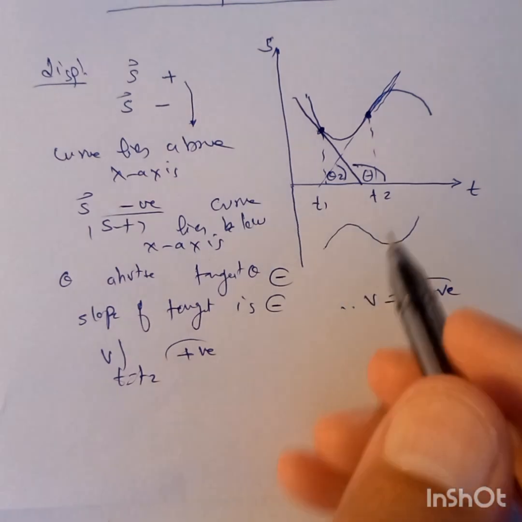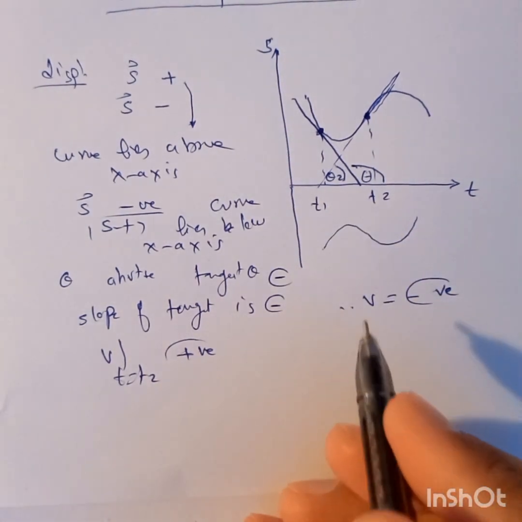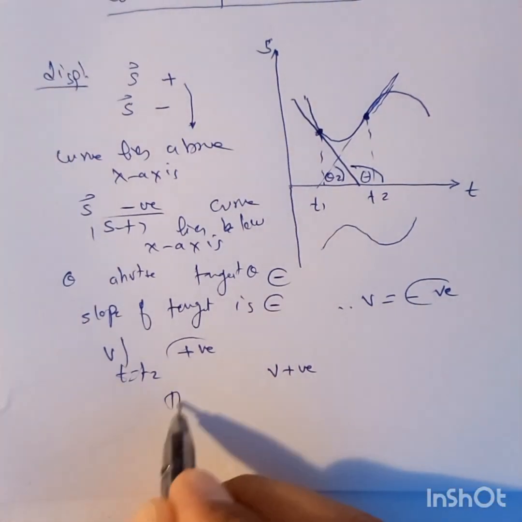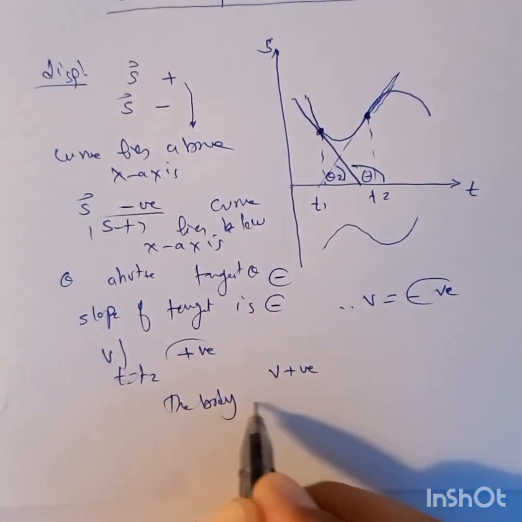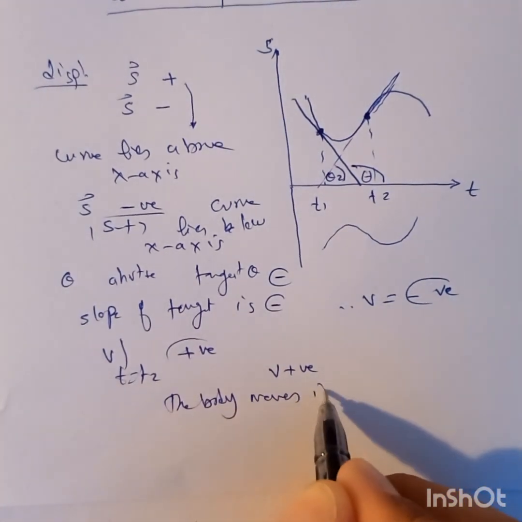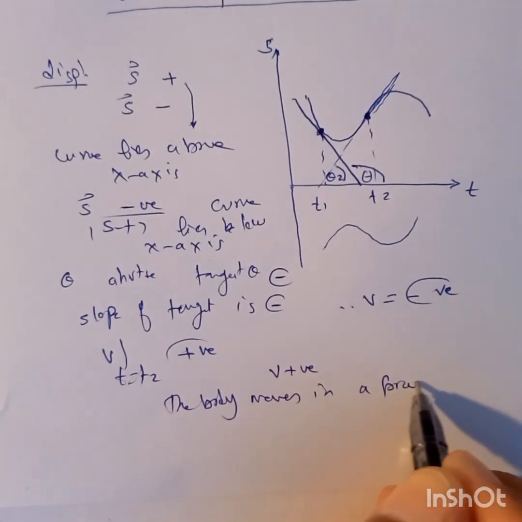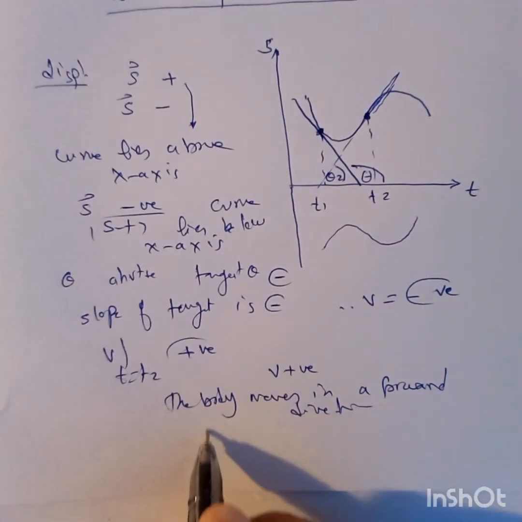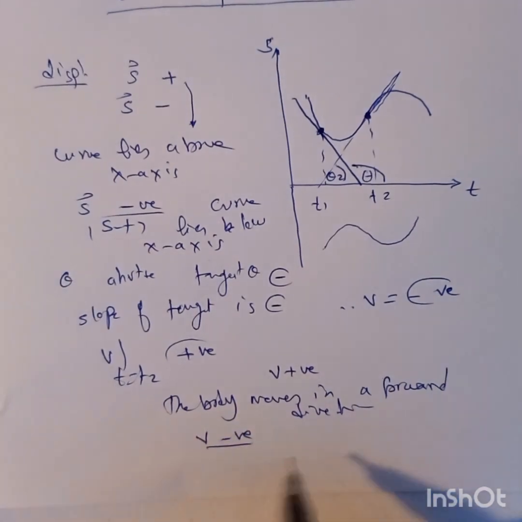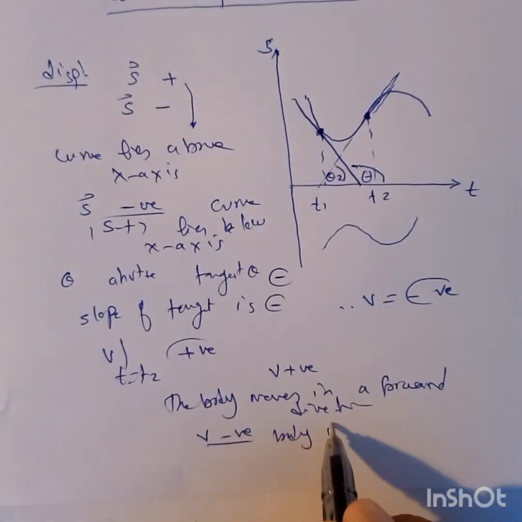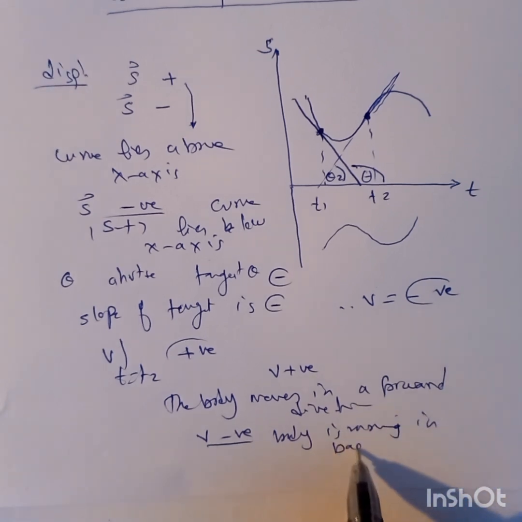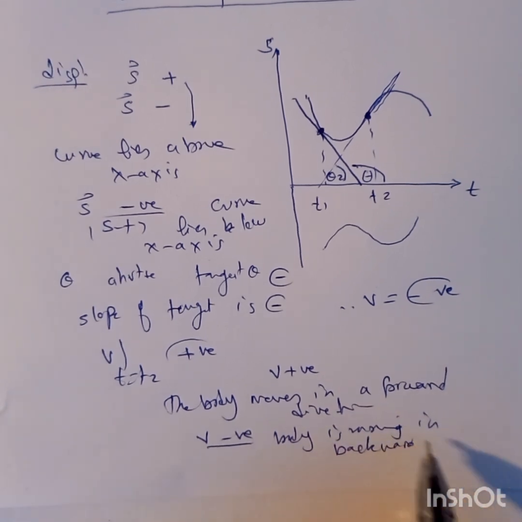Also we have to say that if velocity is a positive value, it means that the body moves in a forward direction. But if velocity is a negative value, then the body is moving in a backward direction.